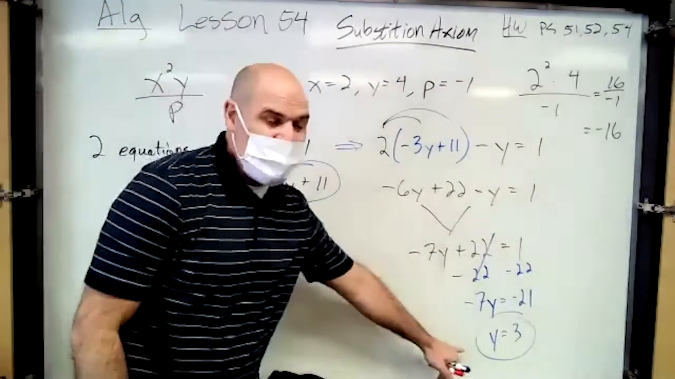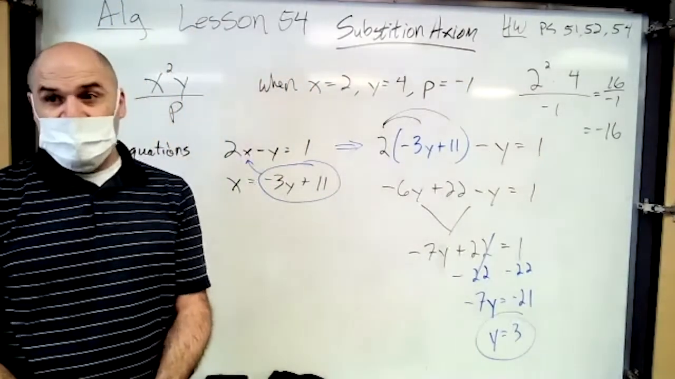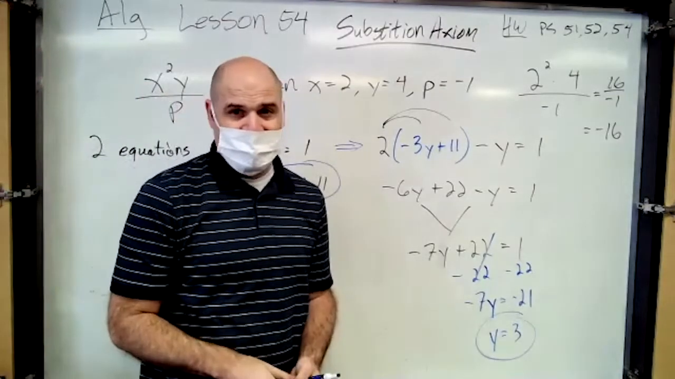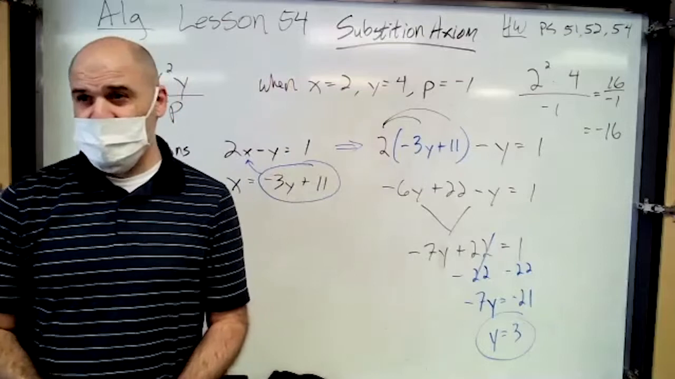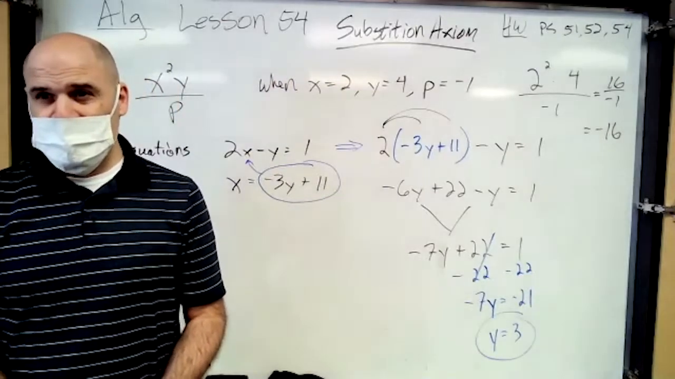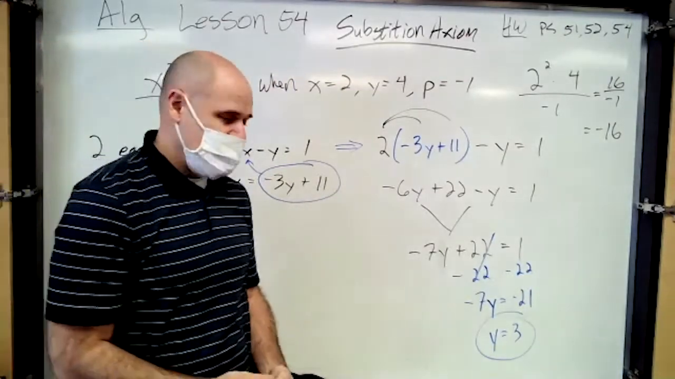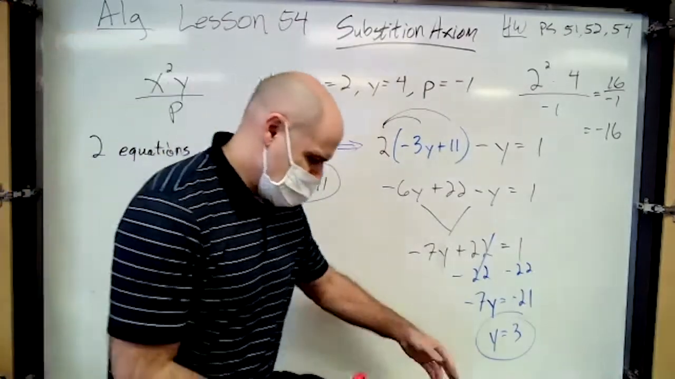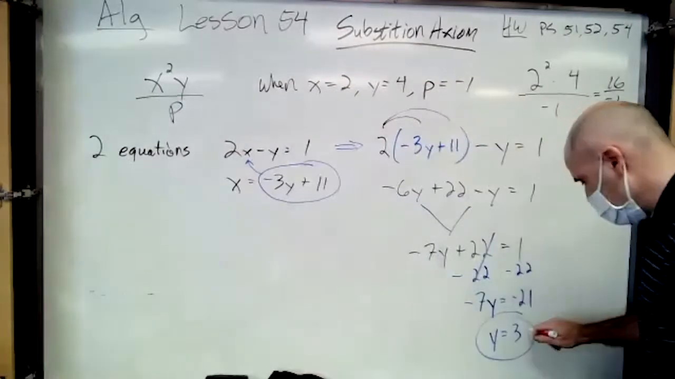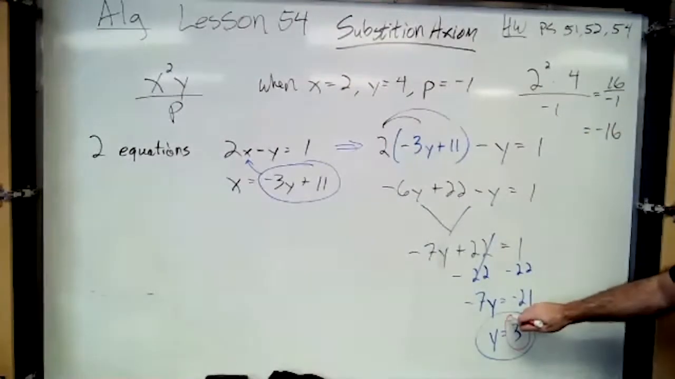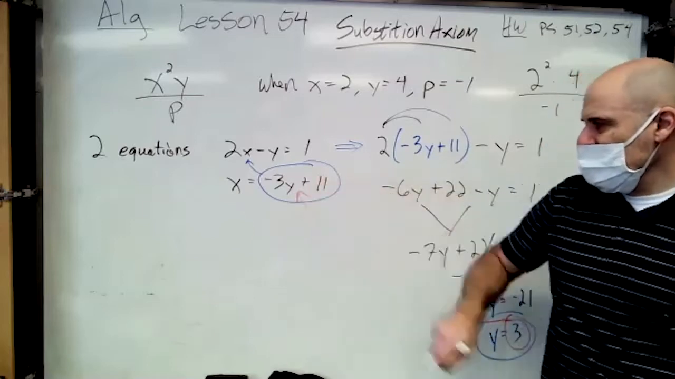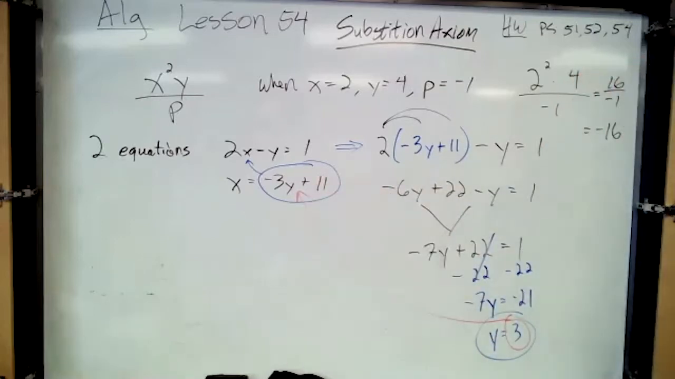So now we've got y equals 3. So if y equals 3, we're going to use the substitution axiom again. Y doesn't want to be called y anymore. What does y want to be called? 3. It's not a very cool rapper name like negative 3y plus 11, but we'll take it. So now we're going to substitute this guy in wherever we see a y. Well, look at this. I can substitute it in right there. That's the easiest place to do it because now I want to know what x is called.